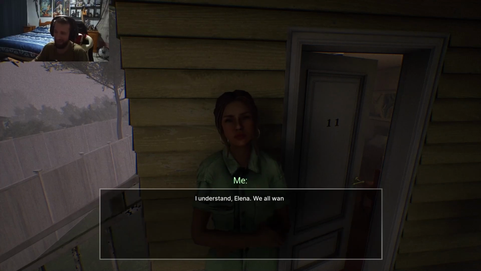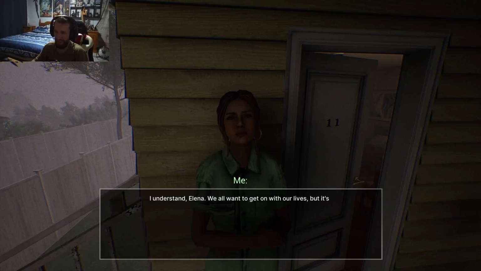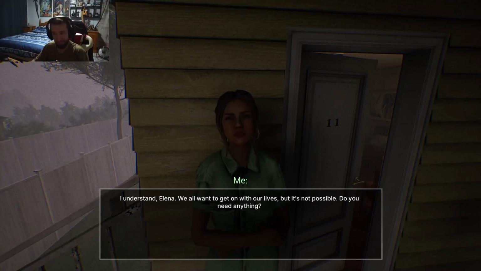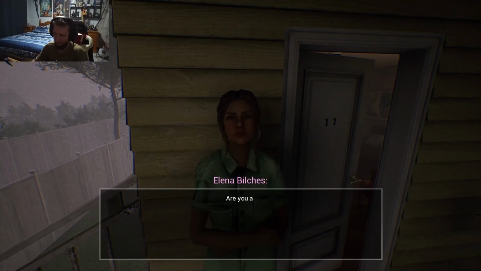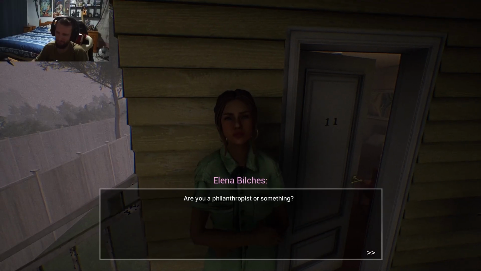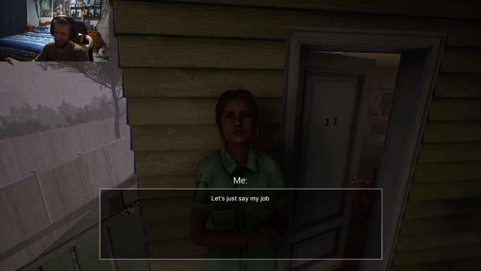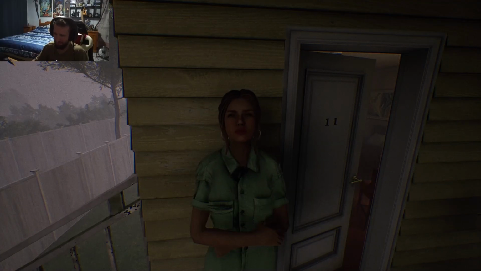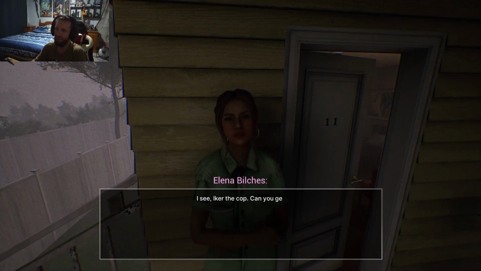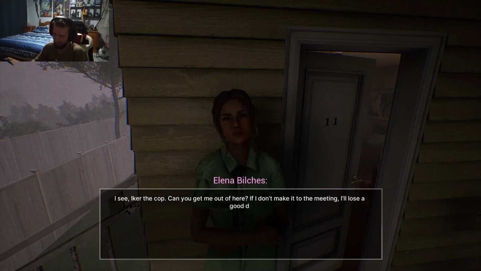I understand, Elena. We want to get on with our lives, but it's not possible. Do you need anything? I'm asking all the guests because we don't know how long we're going to be stuck here. Are you a philanthropist or something? Let's just say my job requires me to help you. I'm a police officer. I see. I killed the cop. Can you get me out of here? If I don't make the meeting, I'll lose a good deal.